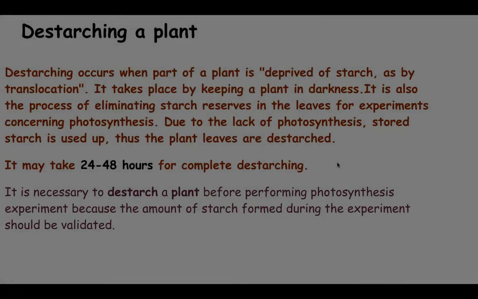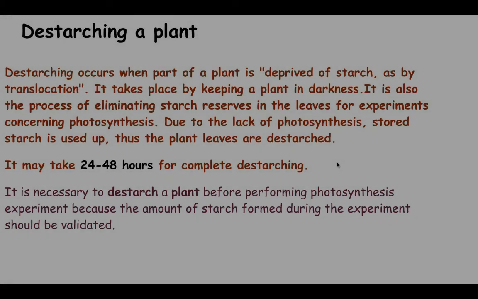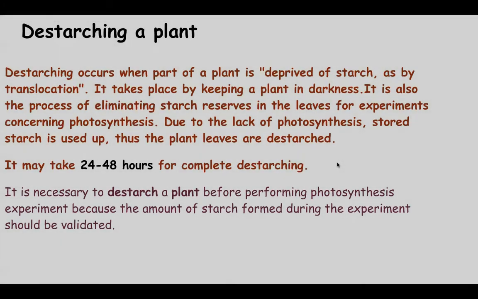This process called destarching basically means removal of starch from the leaves of a plant. A plant, especially the green leaves, produce glucose during photosynthesis. This glucose is immediately stored as starch in the leaves. At night, this glucose is translocated as sucrose.